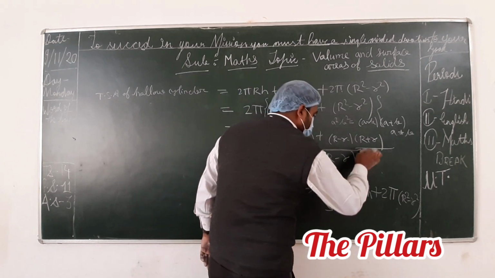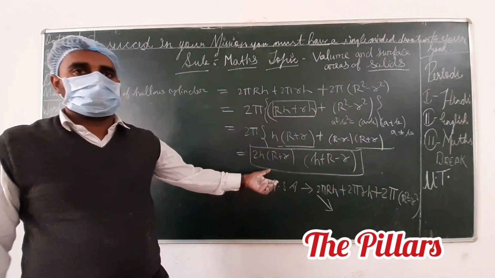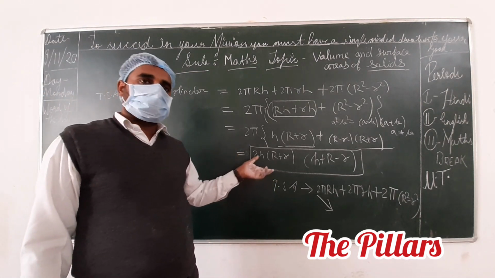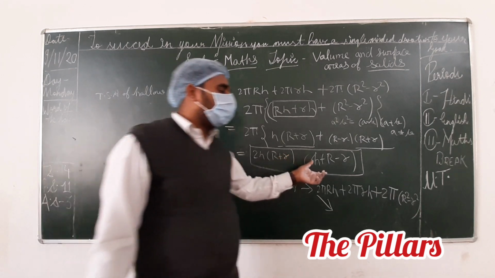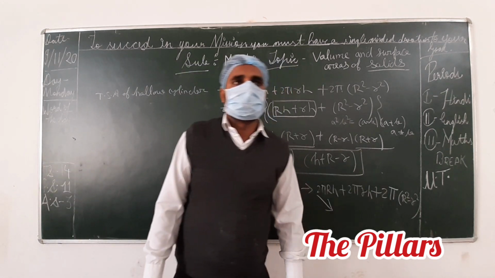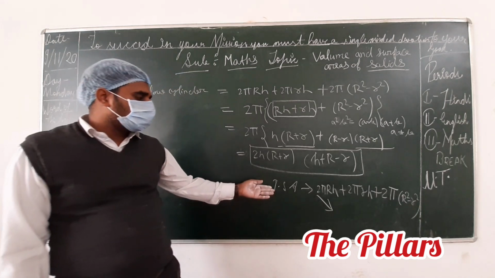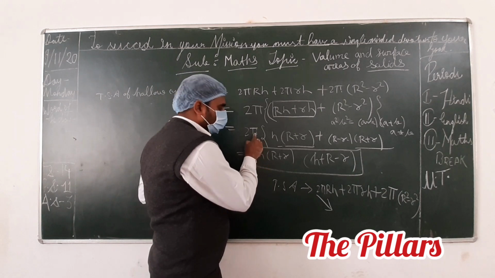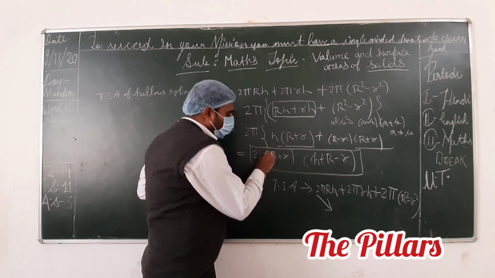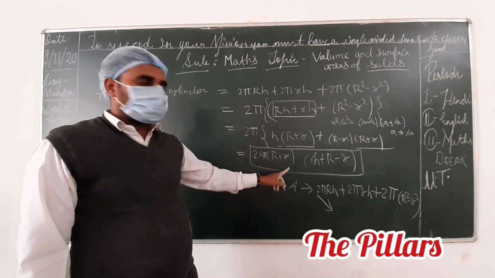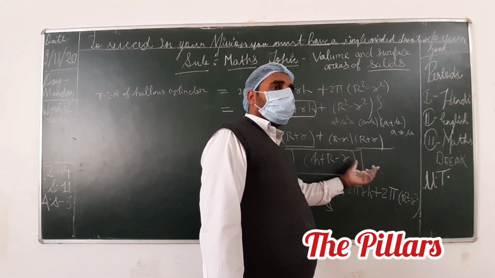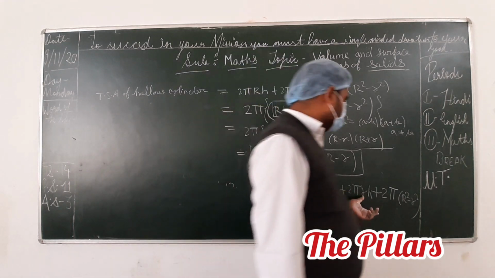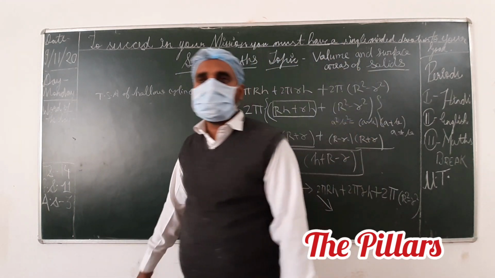You see that if you want, you can use this formula also. The TSA of hollow cylinder is 2 pi H into capital R plus small r multiplied by H plus capital R minus small r. Or you can mention TSA equals 2 pi capital R H plus 2 pi small r H plus 2 pi capital R square minus small r square.